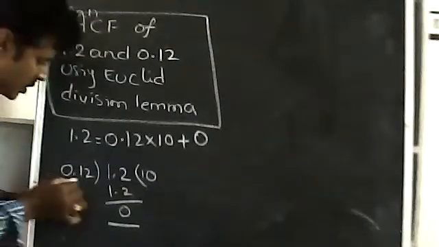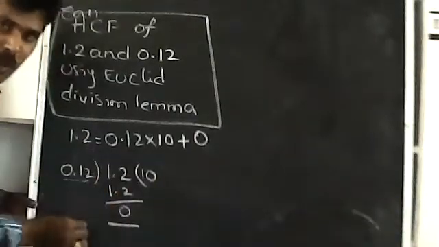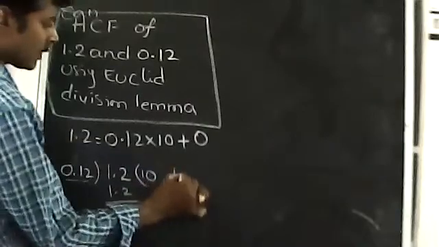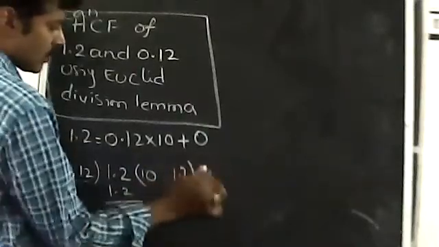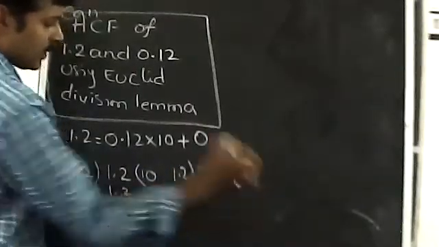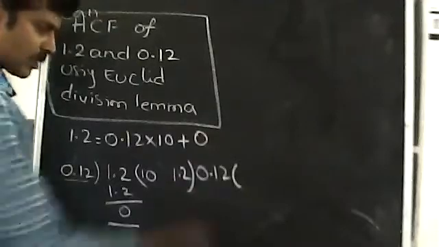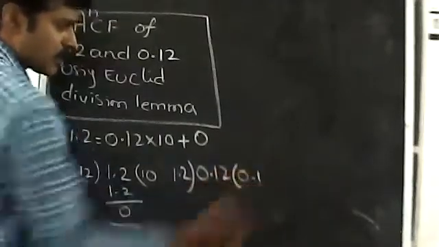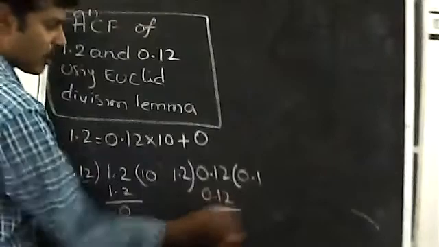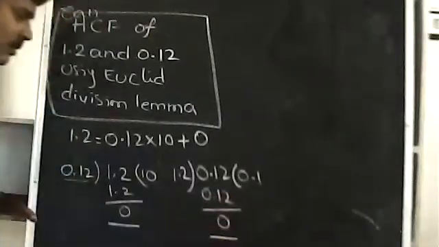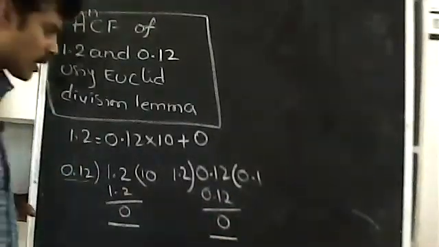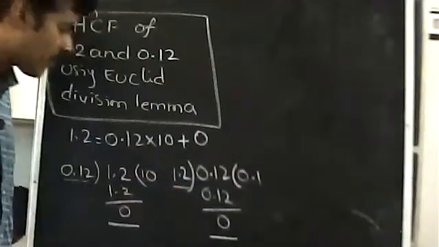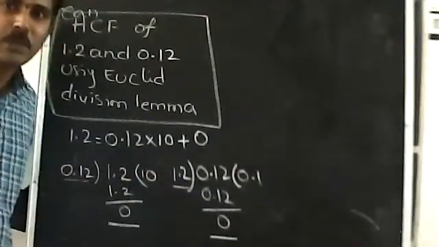So as mentioned, 0.12 times 10 is equal to 1.2. Counter rate 1.2, 0.12, so that I can multiply by 10. That means 0.1, so that I will get 0.12. So can't 1.2 be the HCF of 1.2 and 0.12?